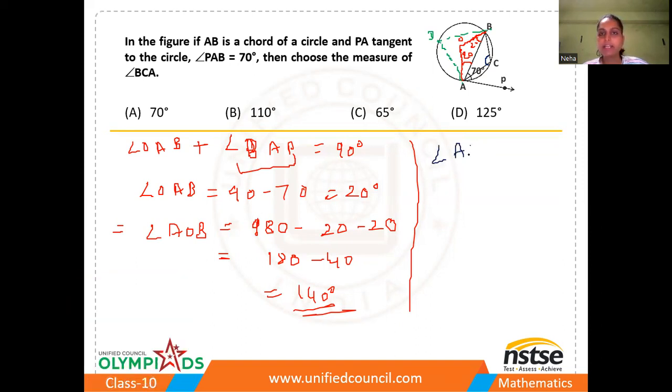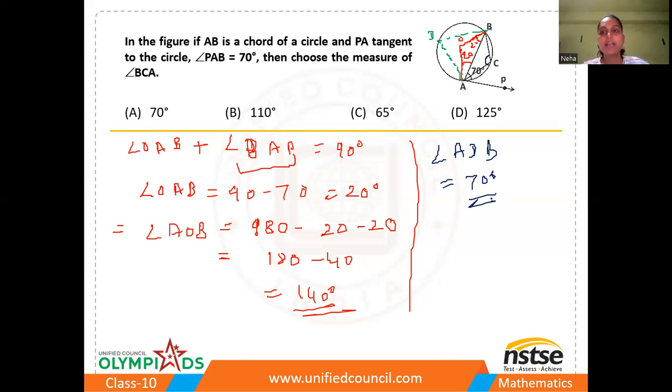What about angle ADB? I join point D with the point A and point B, and D is on the circumference of the circle. So angle ADB is nothing but half of angle AOB. This is basically the chord of the circle, and one angle I am drawing on the center, and one angle on the circumference. Obviously the angle on the circumference is half of the angle at the center. So angle ADB is 70.